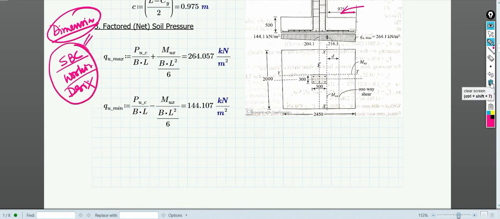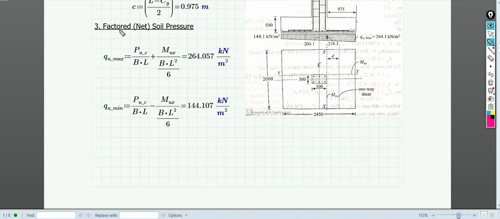So today we are going to discuss one-way shear and two-way shear. Basically we will try to find out how to calculate the effective depth or the depth of the footing. For that, first of all, we need to find out the maximum shear and minimum shear. In the previous class, we have already discussed the design load and design moment.